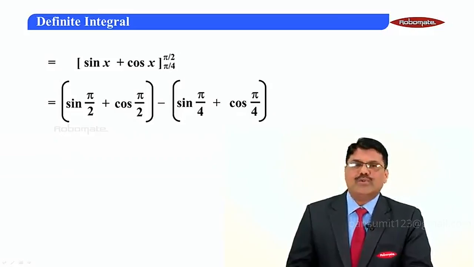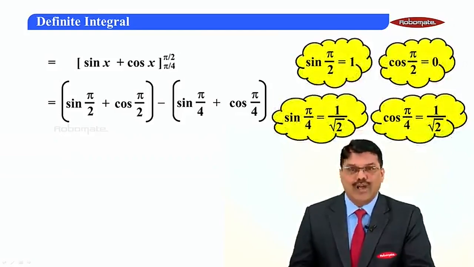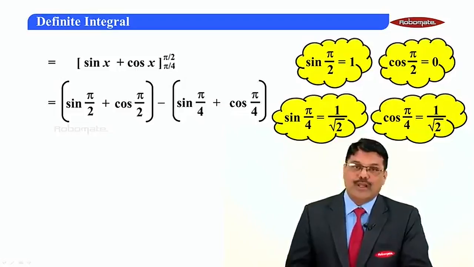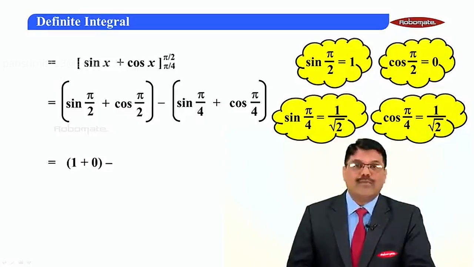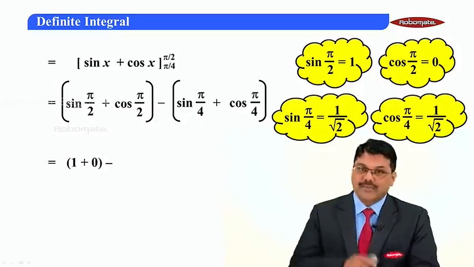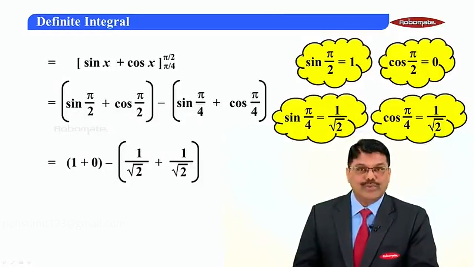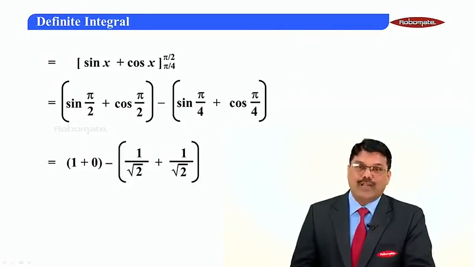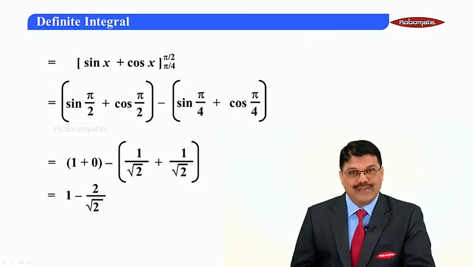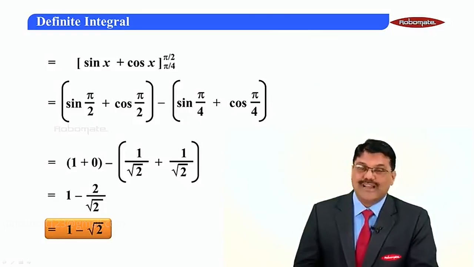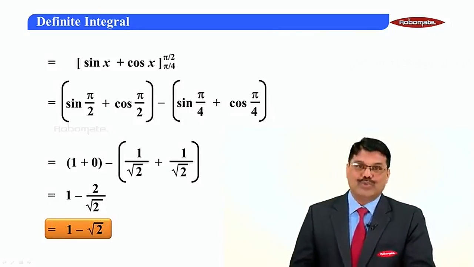Now, we know all the values. What's the value of sine pi by 2? That is 1. Cos of pi by 2 is 0. Sine pi by 4 is 1 upon root 2 and cos of pi by 4 is 1 upon root 2. Let us substitute. So it will become 1 plus 0 minus 1 upon root 2 plus 1 upon root 2. So the first bracket gives 1. Then minus, here it will become 2 upon root 2, and that 2 upon root 2 I can write as root 2. So the final answer becomes 1 minus root 2. Thank you.